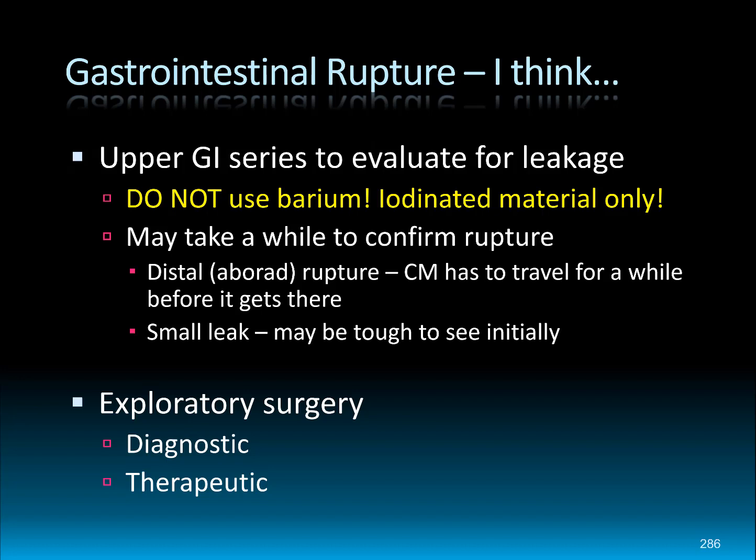So if you have concern for rupture, use iodine. The downside of doing an upper GI series is that it can take a while for the contrast medium to get to the site of rupture, depending on where it is. And it may be tough to see a small leak initially, so it may take a while to get your diagnosis. Ultimately, you may be looking at exploratory surgery. Even if you don't have a definitive answer yet, that might be your diagnosis and therapy.